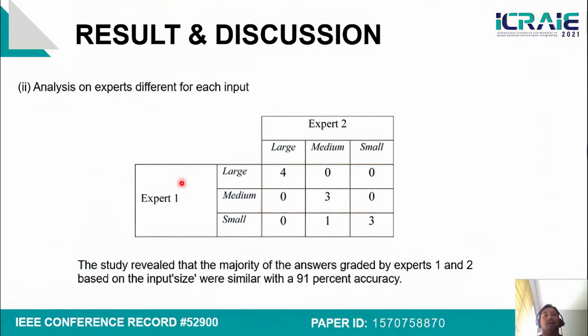For this case, we would like to do the pairwise comparison. Here is an example, the pairwise comparison between expert 1 and expert 2 for the input size. As we can see here, the study revealed that the majority of answers graded by expert 1 and expert 2 based on the input size were similar, with an accuracy of 91%. Only one of the answers gave a difference. So we can see here the pairwise comparison for the individual input.